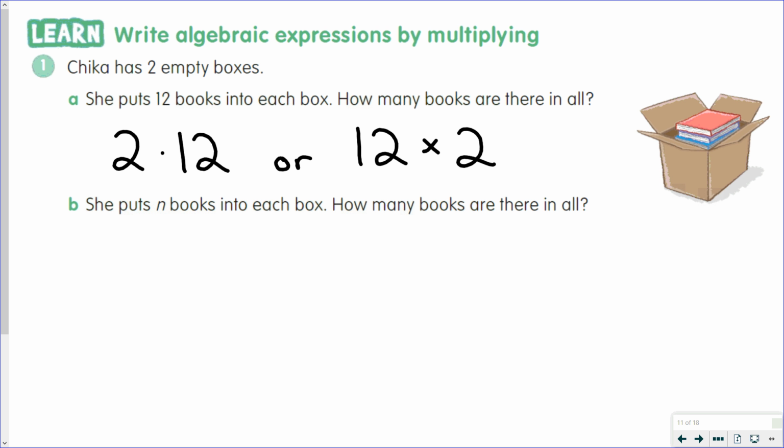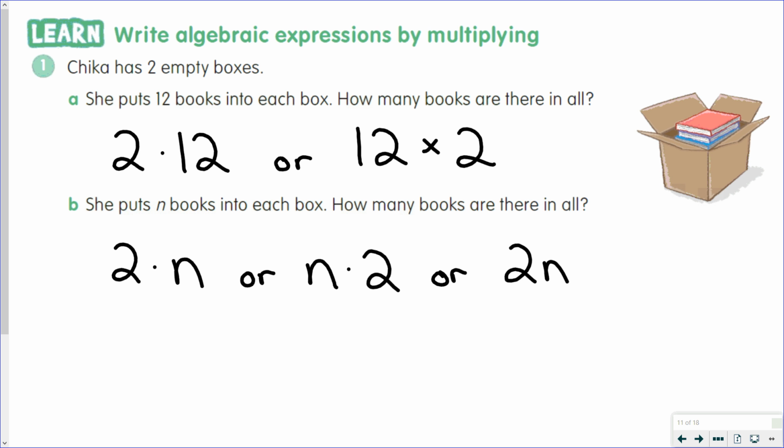She puts n books into each box. How many books are there in all? Well, she has those 2 empty boxes times the n books. Or you could switch those around, n times 2. Or we do have a third option when we have an algebraic expression, and we can write it as 2n. Now 2n does mean 2 times n, and we can only do this when it's algebraic, and when you write it, the number must go first.